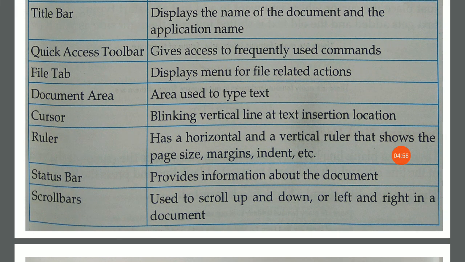Ruler. Ruler has horizontal and vertical ruler that shows the page size, margin, indent, etc. So two types of rulers are there: horizontal ruler and vertical ruler. Status bar. Status bar provides information about the document. Means how many pages you have used, how many words you have typed. All this information we can see on status bar. Scroll bar. Scroll bar is used to scroll up and down or left and right in a document.